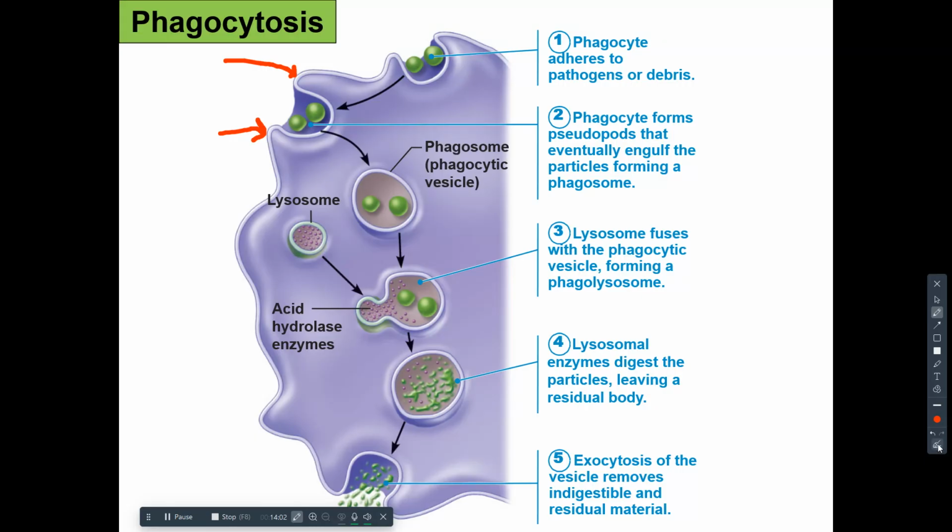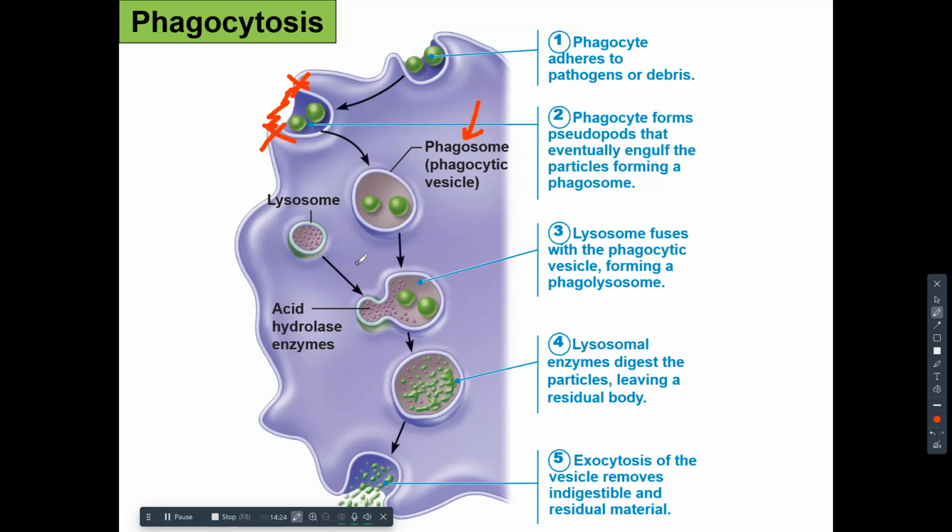And what happens is the ends of the pseudopods are going to join together. The membrane here and the membrane here are going to fuse together. And then you've engulfed the microbes in this phagocytic vesicle, this little membrane-bound bag, which is known as a phagosome.